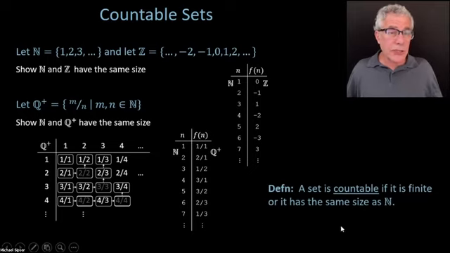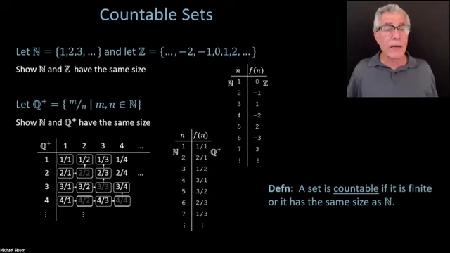And so with that, it suggests the following definition: a set is countable if it has the same size as the natural numbers, or it's finite. From this perspective, we're going to be focusing on infinite sets. But countable, or countably infinite as sometimes people say, means it has the same size as the natural numbers, or otherwise you have to include the finite sets as well.